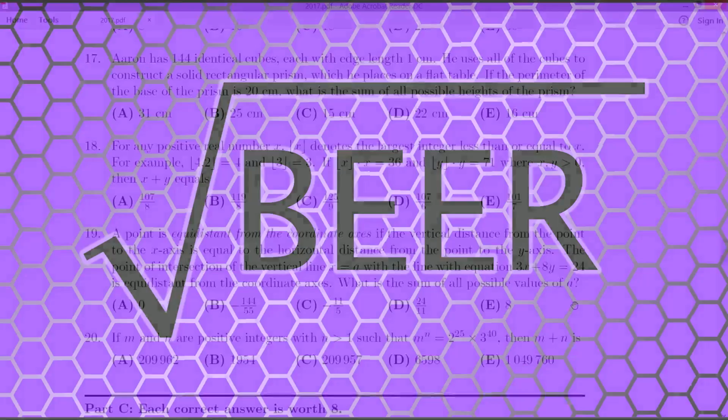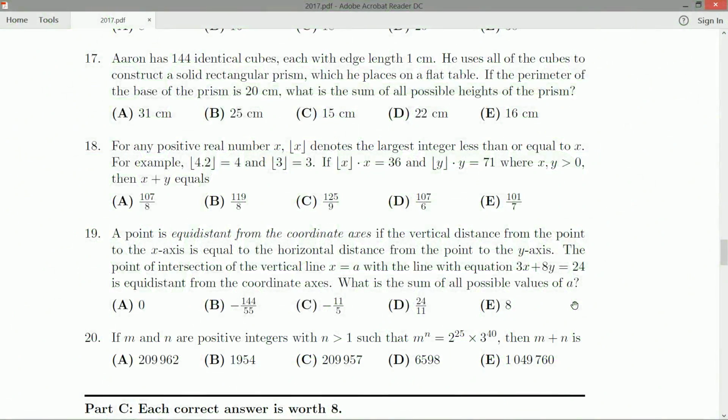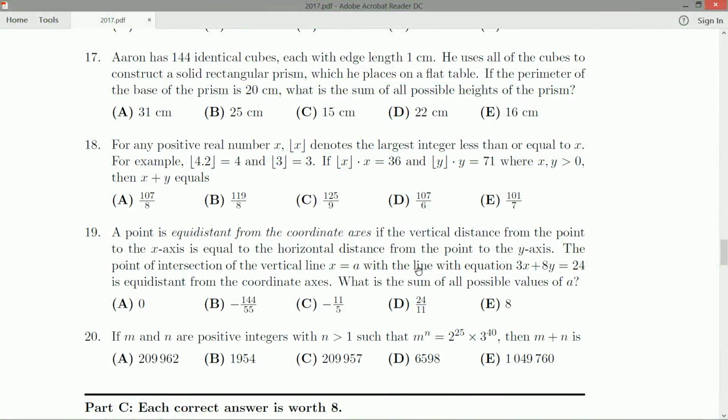We're looking at question 19 on the Fermat paper from 2017. A point is equidistant from the coordinate axes if the vertical distance from the point to the x-axis is equal to the horizontal distance from the point to the y-axis. The point of intersection of the vertical line x equals a with the line with equation 3x plus 8y equals 24 is equidistant from the coordinate axes. What is the sum of all possible values of a? Okay.